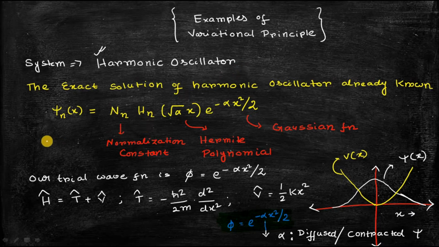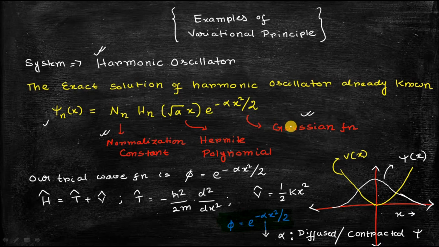This is the exact solution of the harmonic oscillator that is already known. You can see that psi n of x is expressed by this. There are basically three terms: the first is the normalization constant, the second is the Hermite polynomial part, and the third is the Gaussian wave function.